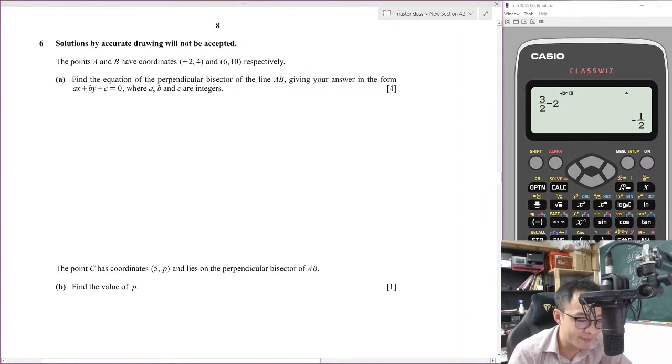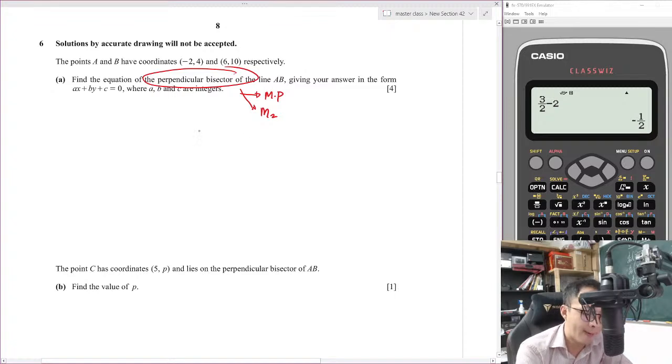So the points A and B are given as coordinates respectively. Find the equation of the perpendicular bisector of the line AB. Give your answer in that form. So what's the meaning of perpendicular bisector? I said many times in my video. You see these keywords, find two pieces of information: find the midpoint of AB and find the M2 of AB.